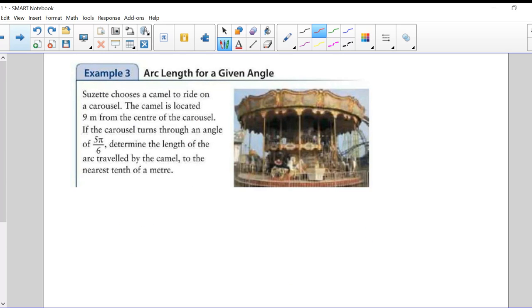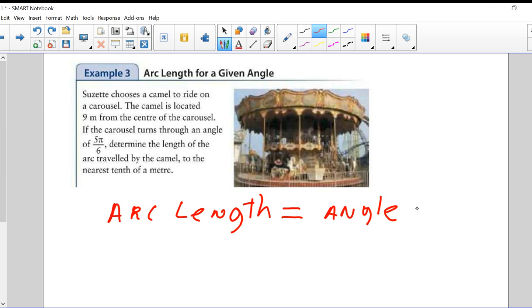Now, one of the things about measuring the angle in radians is it makes it very easy to find the length of the arc, because the simple calculation for arc length is to multiply the angle in radians, if it's in radians, multiply that angle, excuse me, by the radius. It's really that simple. Now, if this wasn't in radians, you'd have more work to do, right?